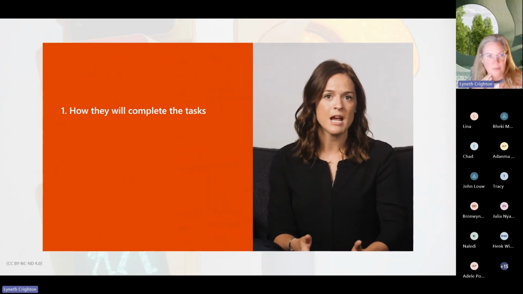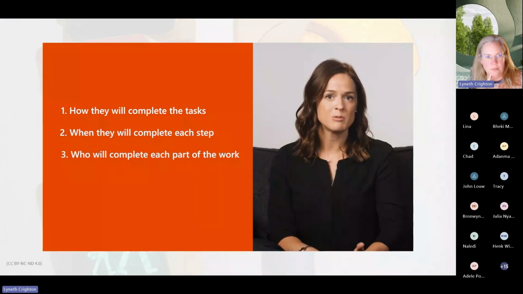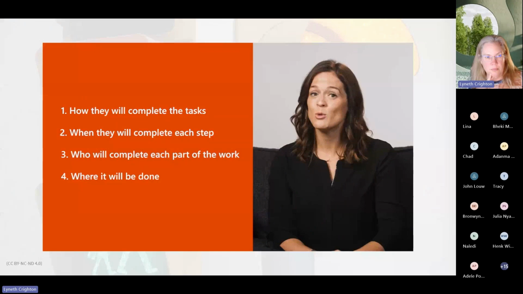Self-regulation is part of executive function, which Harvard University defines as a set of skills critical to the success of every learner. For a learning activity to meet self-regulation requirements, learners must spend a substantive amount of time on their work over time while considering the learning criteria. Planning their own work may involve deciding how they will complete the tasks, when they will complete each step, who will complete each part of the work, and where it will be done, such as home or school.